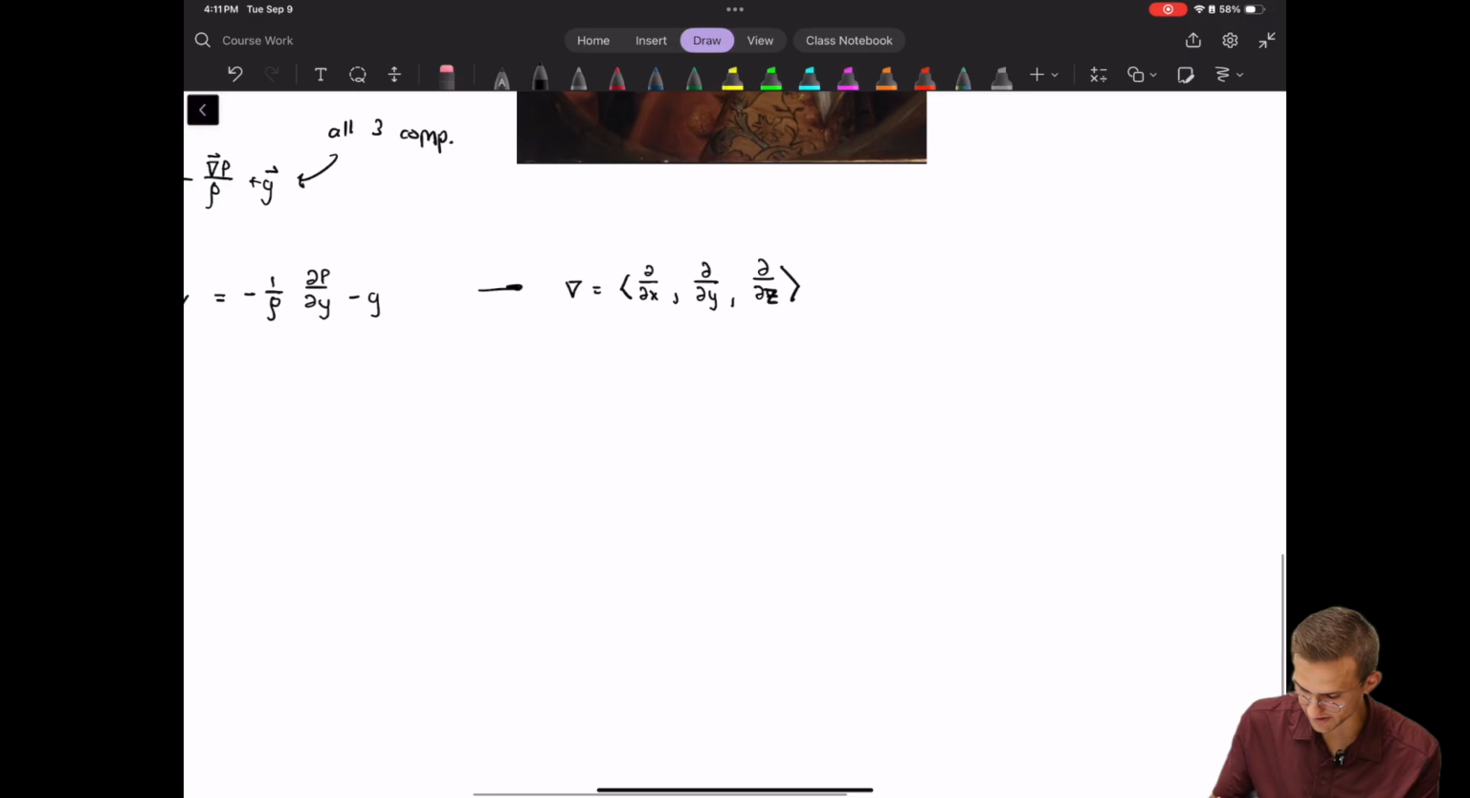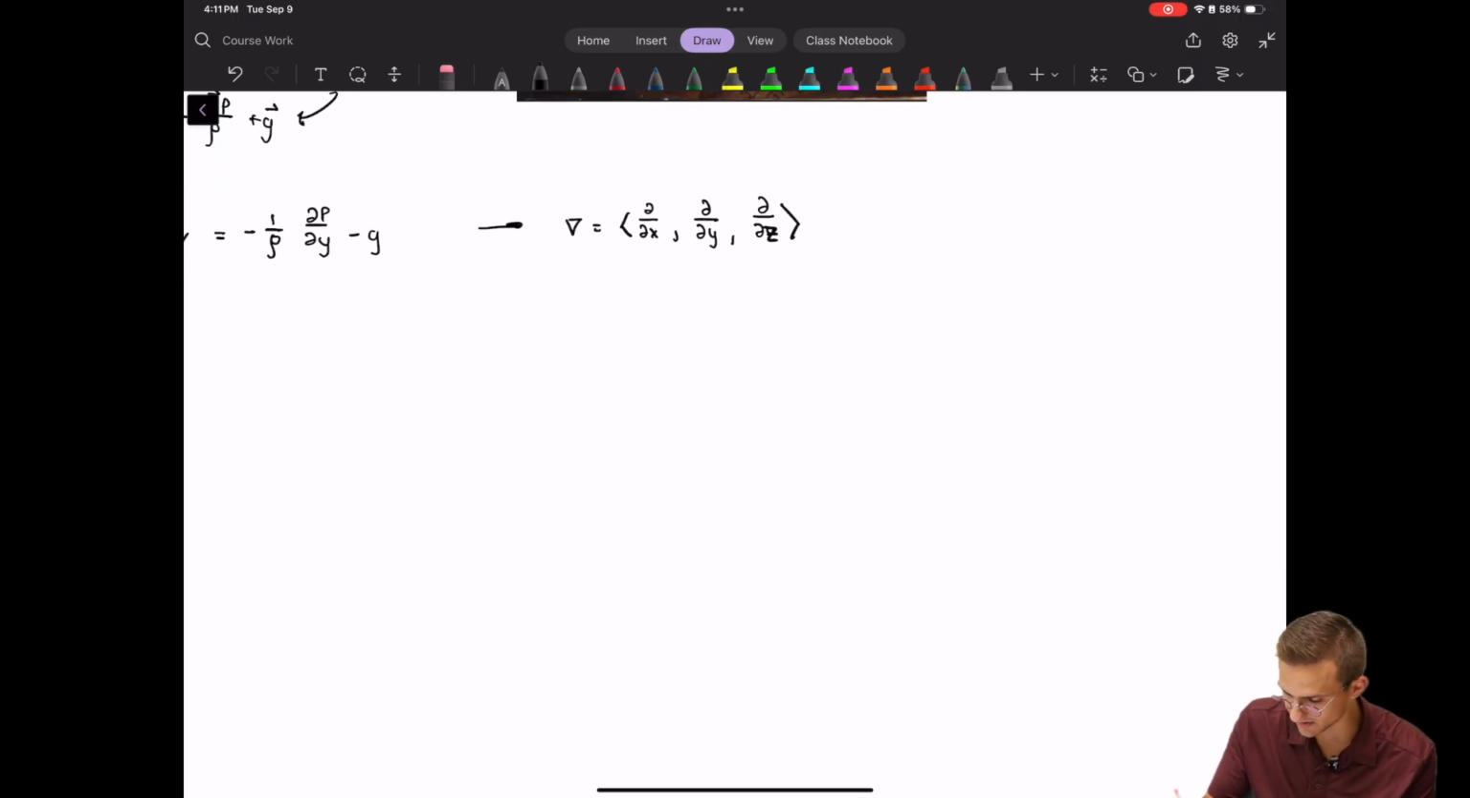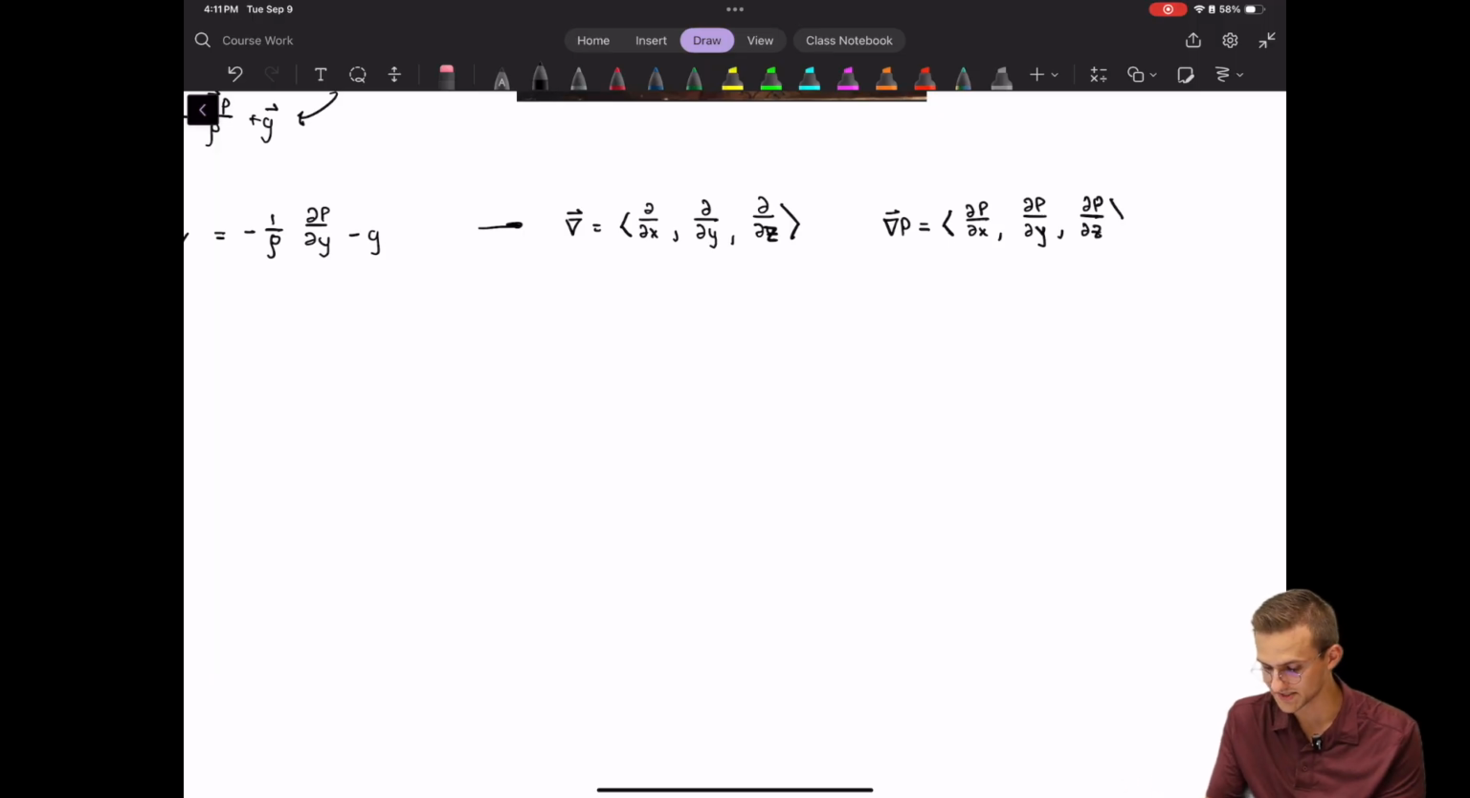Okay, so it acts by itself on scalars. So the gradient of the pressure is a vector where the x component of the vector is the partial derivative of the pressure in the x direction, and then the y component is the partial derivative of the pressure in the y direction, and then the z component is the partial derivative of the pressure in the z direction, right? So this is actually a vector quantity that has a physical interpretation.